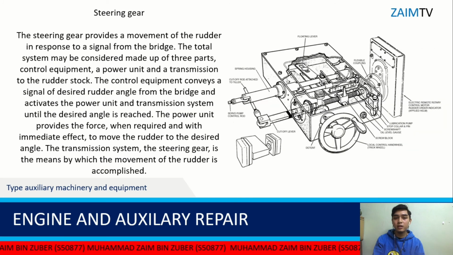The last type is steering gear. The steering gear provides a movement of the rudder in response to a signal from the bridge. The total system may be considered made up of three parts: control equipment, a power unit, and a transmission to the rudder stock. The control equipment conveys a signal of desired rudder angle from the bridge and activates the power unit and transmission system until the desired angle is reached. The power unit provides the force when required and with immediate effect to move the rudder to the desired angle. The transmission system, the steering gear, is the means by which the movement of the rudder is accomplished.